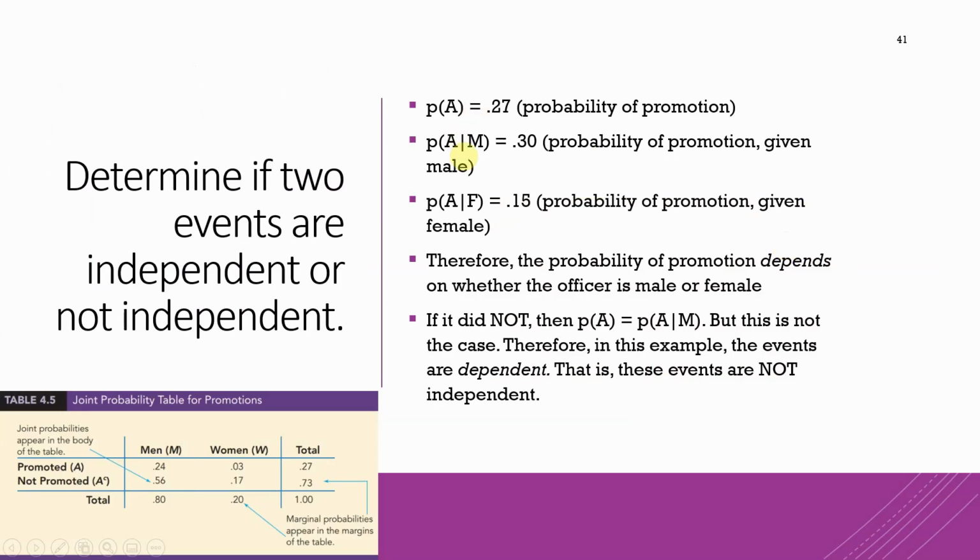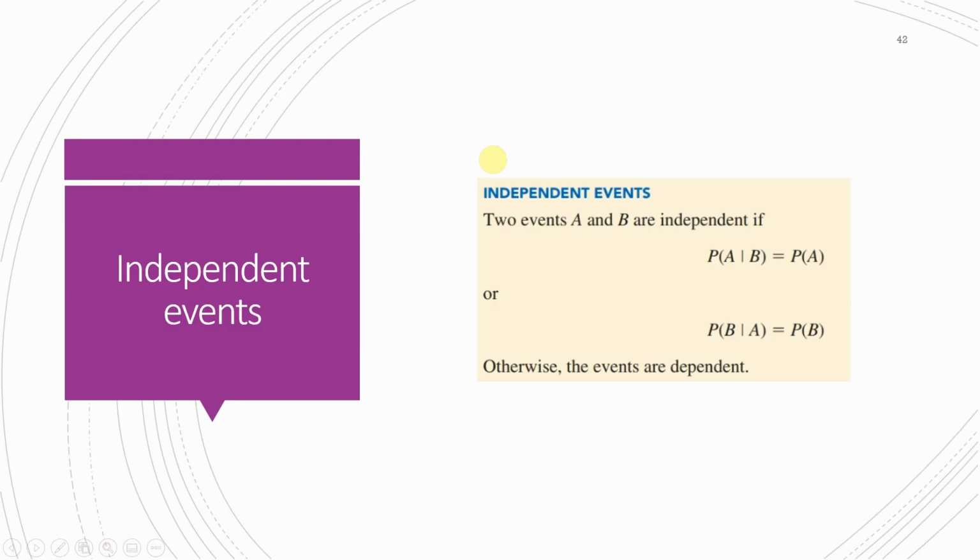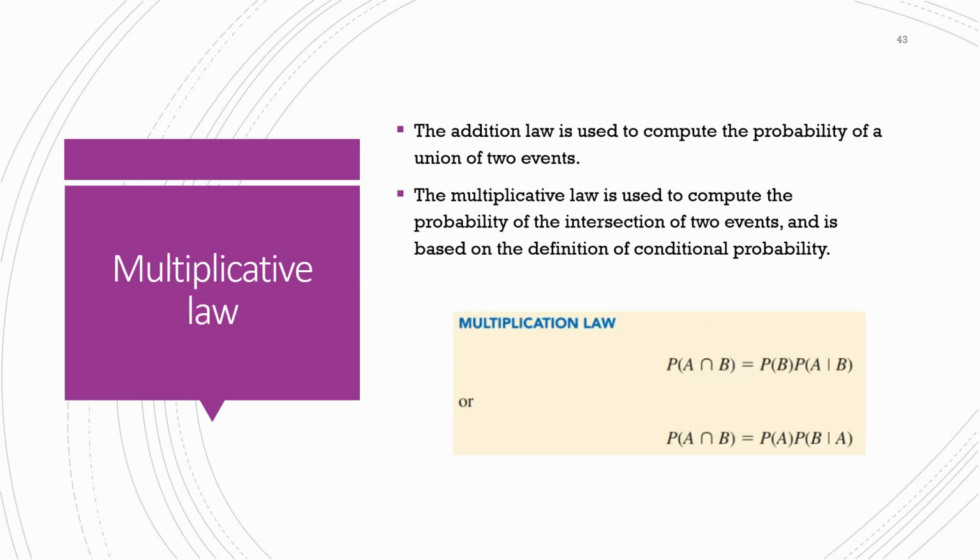We found that these two quantities, the probability of A and the probability of A given M, are not the same. What happens when they are the same? They're independent, but they weren't the same, so therefore they are not independent. I hope that's making sense. If not, stop the video, rewatch it, and make sure that you understand the difference between those, because it affects what we're going to talk about next, the multiplication law, or the multiplicative law.